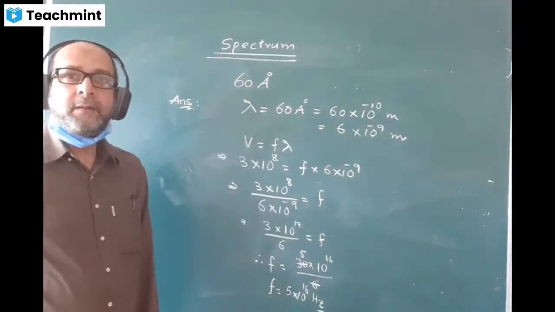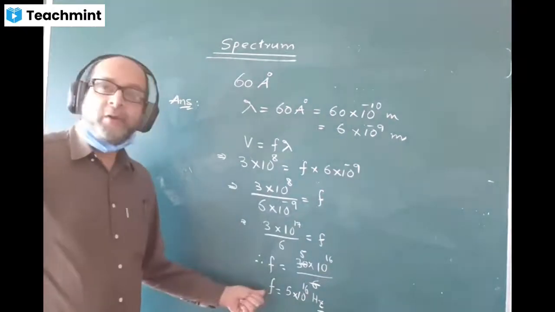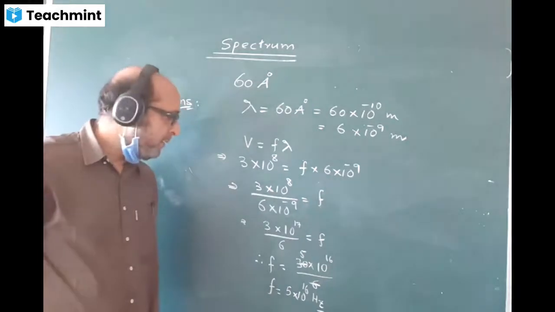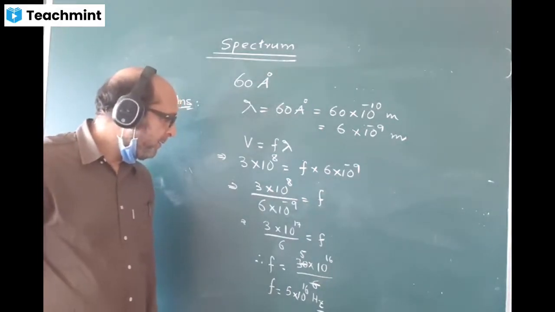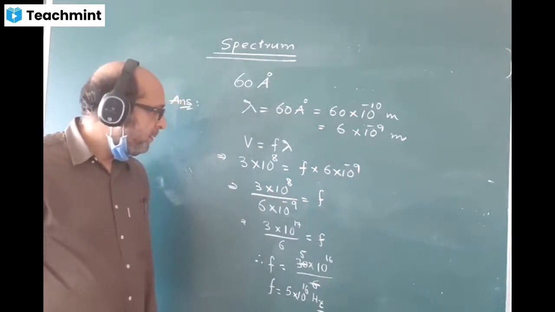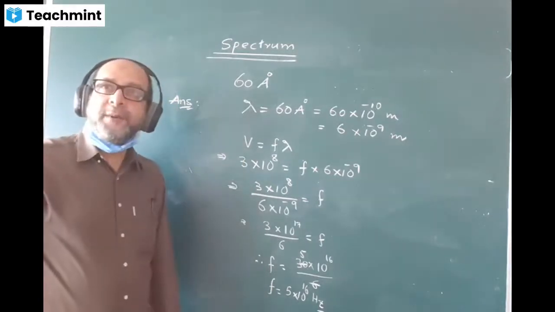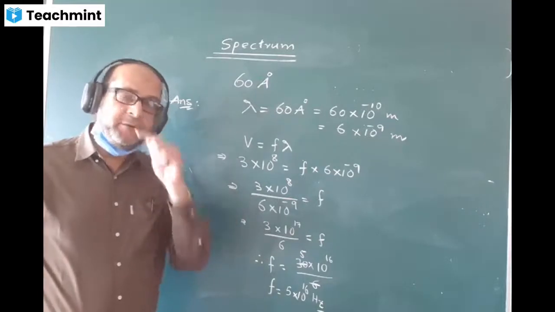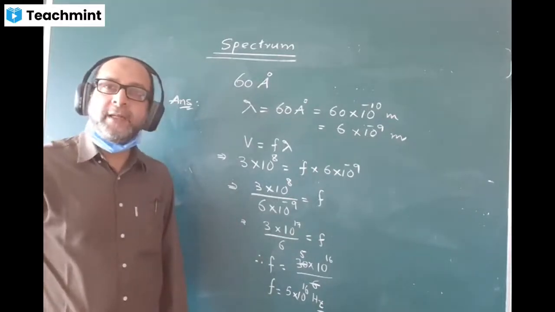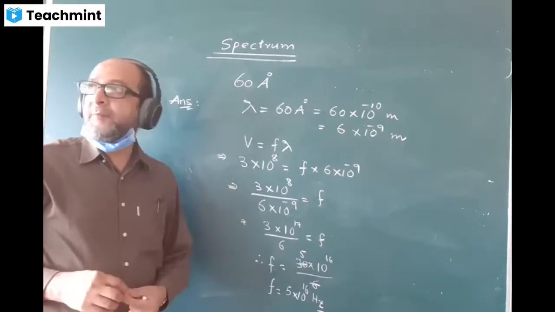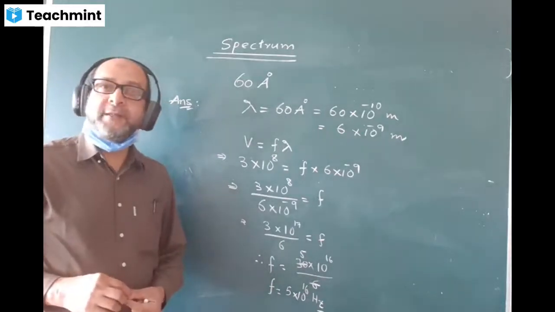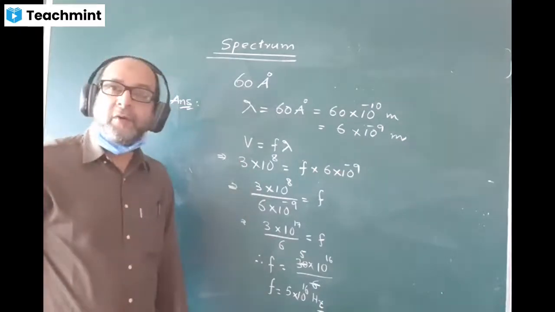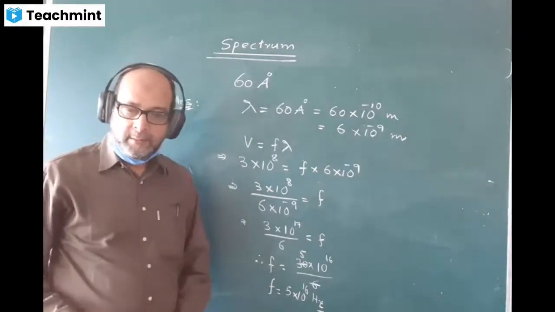Sir, how did the 3 into 10 to the power 8 come? The speed of light, or the speed of all electromagnetic waves, is the same. All electromagnetic waves have equal speeds in air and in vacuum, and that value is 3 into 10 to the power of 8. It becomes automatic for all electromagnetic waves.